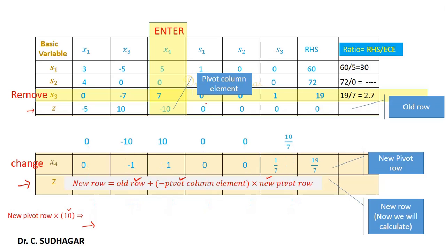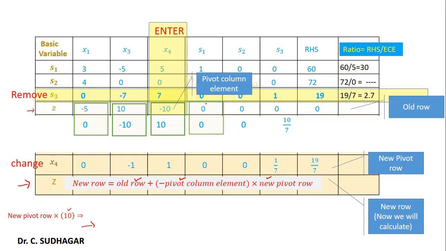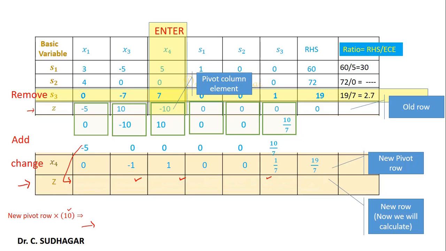This calculation you can do in a rough sheet, as rough work. Separately you can do it and fill it in the table. Just for your understanding, I am putting it here. Minus 5, so add all these values. Minus 5, 0 is minus 5, plus 10 minus 10, 0, minus 10 plus 10 is 0, 0 plus 0 is 0, 0 plus 0 is 0, 0 plus 10 by 7 is 10 by 7. Now take these elements and put it here. So we have done the calculation for this Z row.